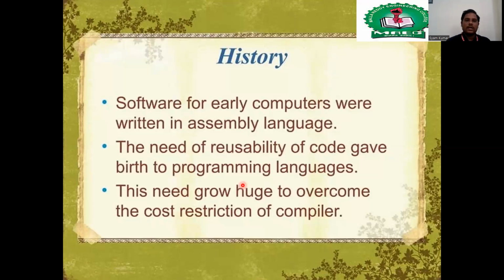The need for reusability of code gave birth to programming languages. Every time we are reusing the code, that's what reusability is. In Java also, reusability of code is there. This need grew to overcome the cost restriction of the compiler. Every time the compiler was compiling again and again. So that's why reusable code is there. We can use it many times without compiling again and again. Just one time it will be compiled. Every reusable code should be compiled automatically.